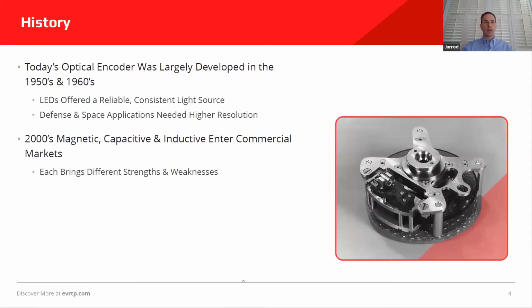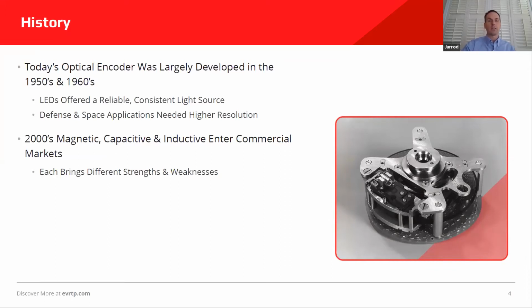So with that in mind, we can talk a little about the history of rotary encoders. And really the fundamentals for today's optical encoder were largely developed in the 1950s and 60s. The idea isn't really all that new. At the time, LEDs were new and they began to offer a reliable, consistent light source. And you saw demand from defense and space applications where they needed higher resolution than what was available with common mechanical-based potentiometers.